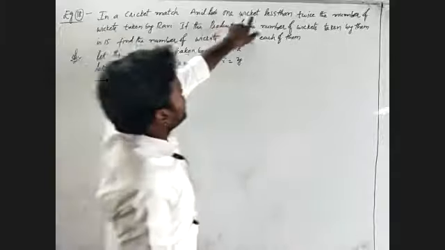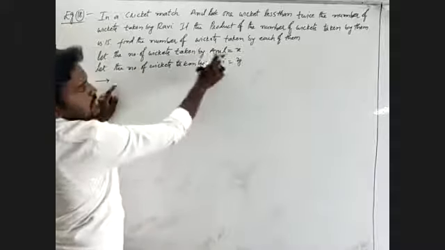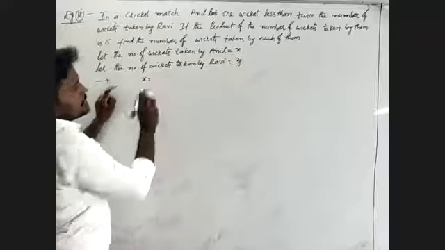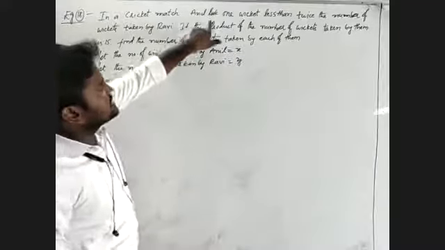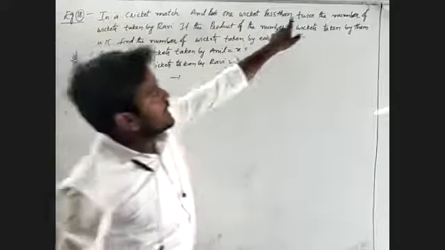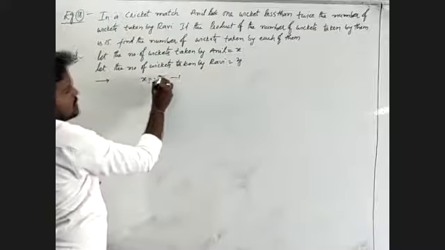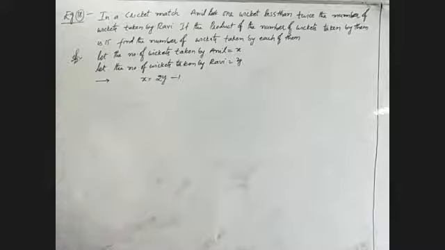But what is the given condition here? Anil took 1 wicket less than twice the number of wickets taken by Ravi. That means, let the number of wickets taken by Anil be x. Observe the given statement: 1 wicket less than means we take -1. Twice the number of wickets taken by Ravi, Ravi takes y. So I will write x = 2y - 1.